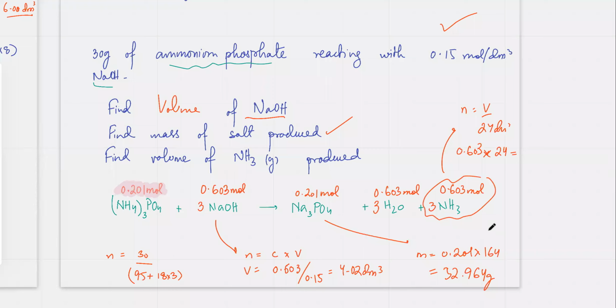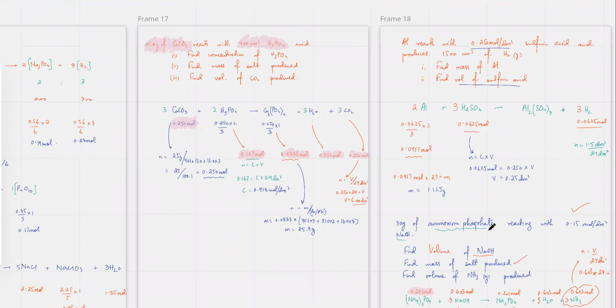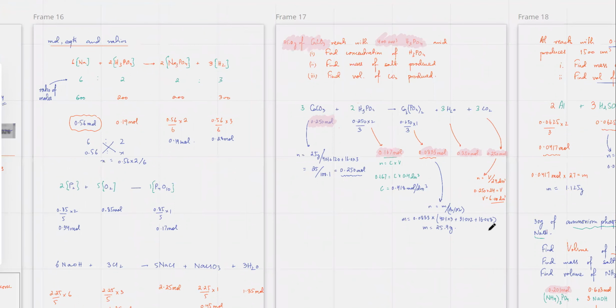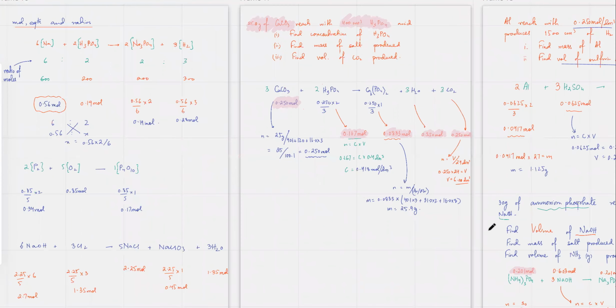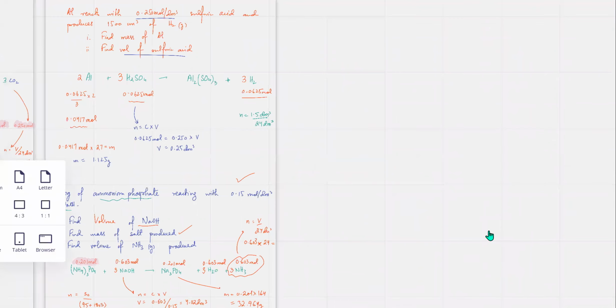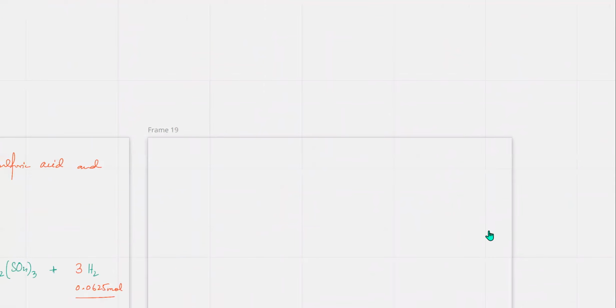One other very simple concept that I need to add to this is limiting and excess. Just 1 second. We didn't do this. Limiting and excess. So before moving on to the past paper questions, one other simple thing that I need to add is the limiting and excess reactants. Okay, that needs to be added to this.